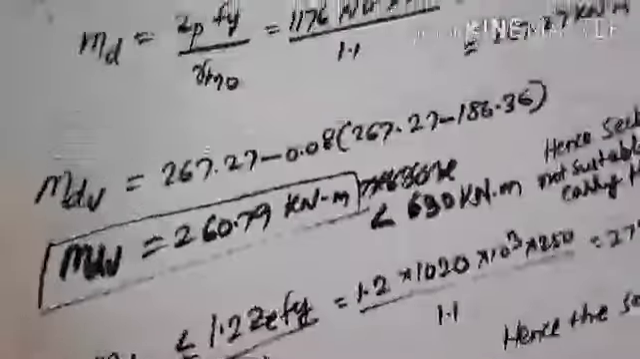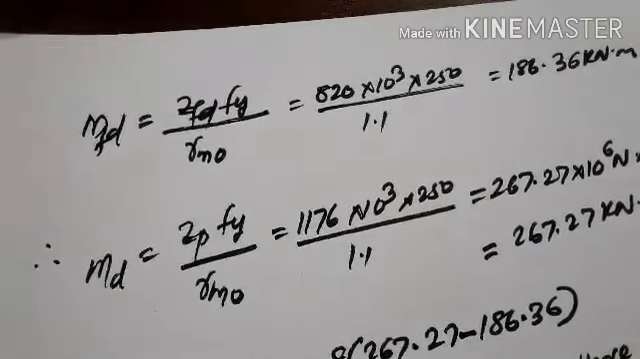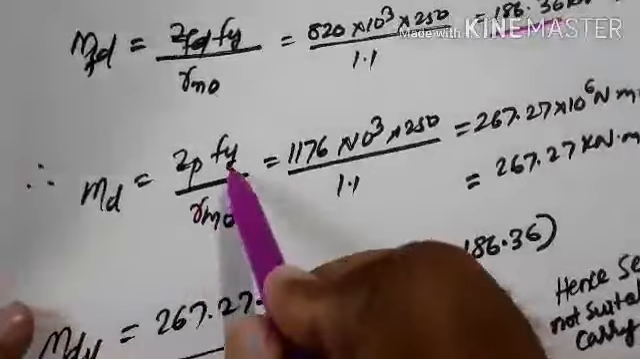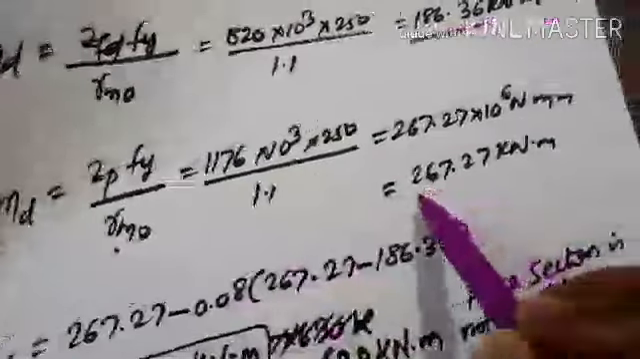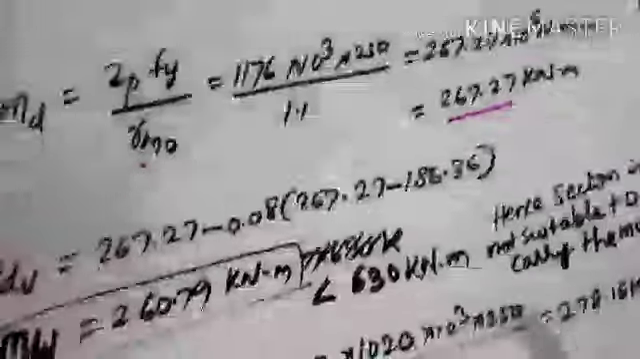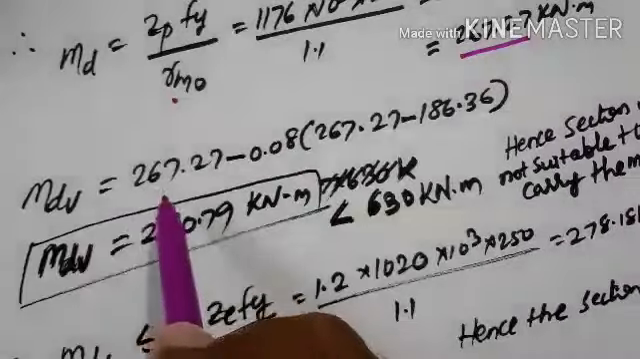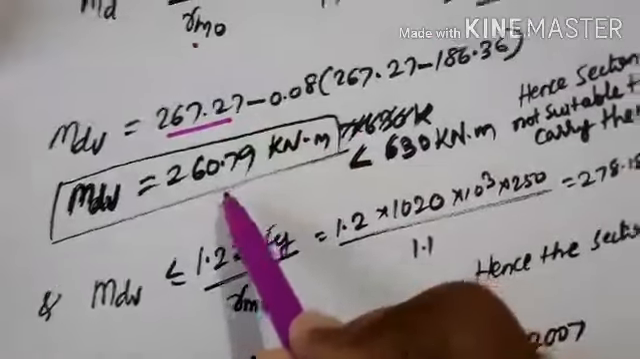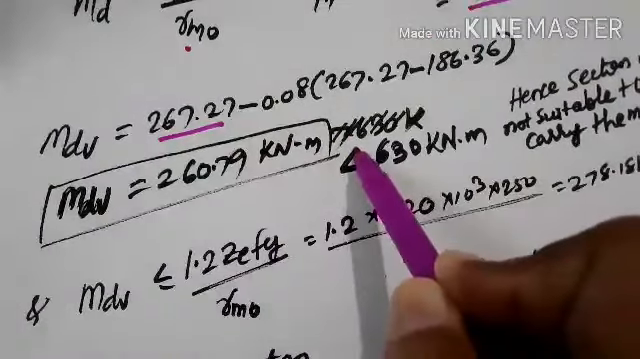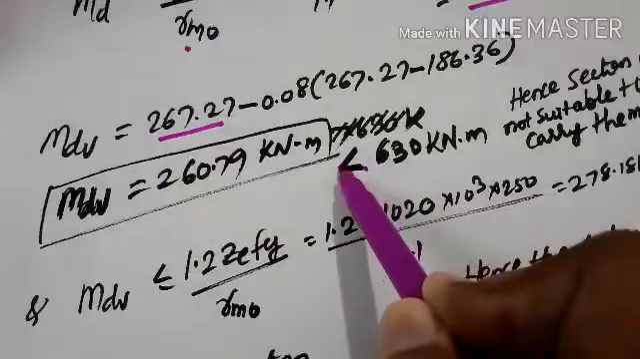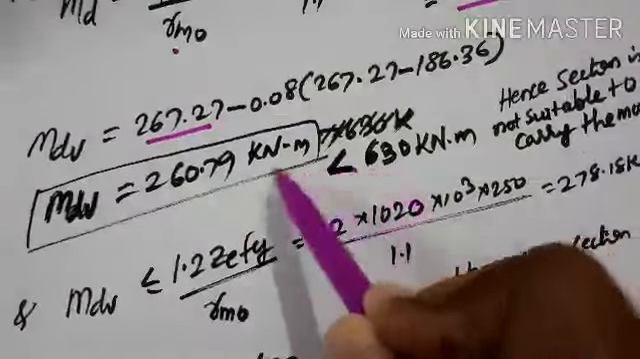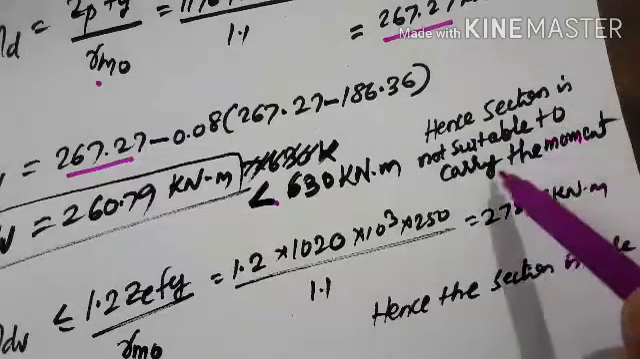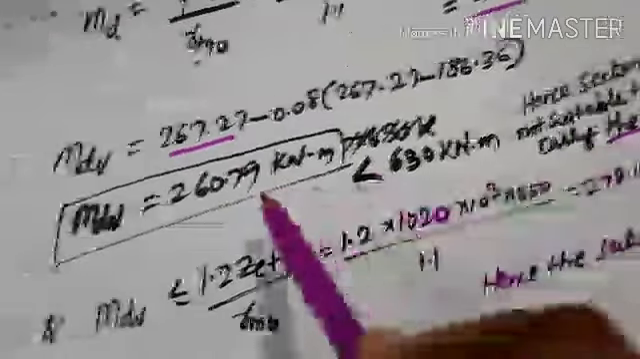Then after this one, again we have got this much. Then MD to be calculated, MD is ZP into Fy by gamma M0. Then you calculated MD, this much you will get. Then MDV, finally MDV to be calculated. So substitute all the values in the above equation, you will get MDV as 260.79 kilonewton meter, which is less than the actual moment acting. Hence we can say the section is to be revised, and hence the section is not suitable to carry the moment because it is less than the actual.